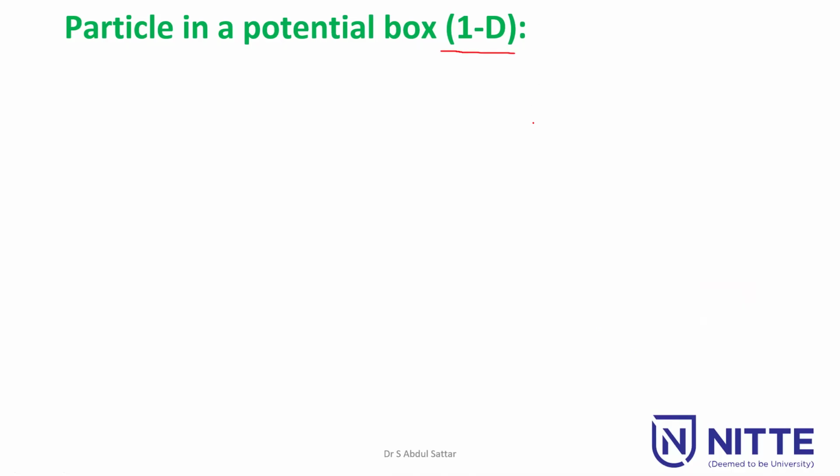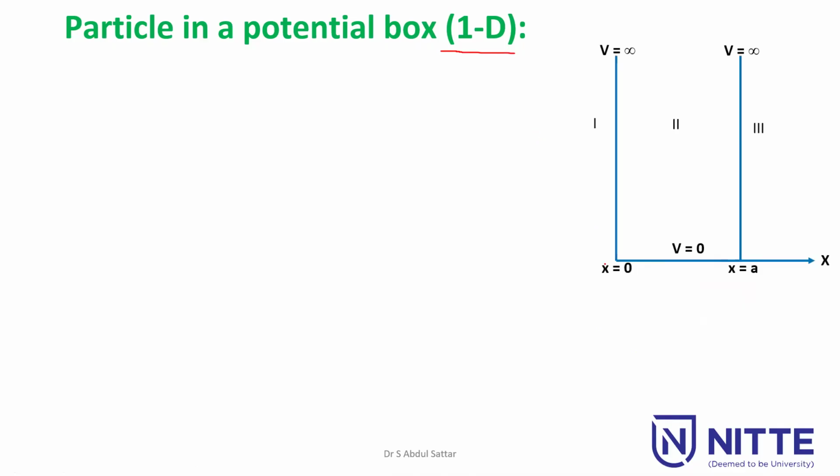So the one-dimensional potential box we have defined has a region from 0 to a along the x direction where the potential is 0. Before x equal to 0, including x equal to 0, the potential is infinite. And above x equal to a, again the potential is infinite. So it can be defined as a potential box of infinite height and width a. So from 0 to a, the potential is 0, and for x less than or equal to 0, the potential is infinity, and for x greater than or equal to a, the potential is infinity.